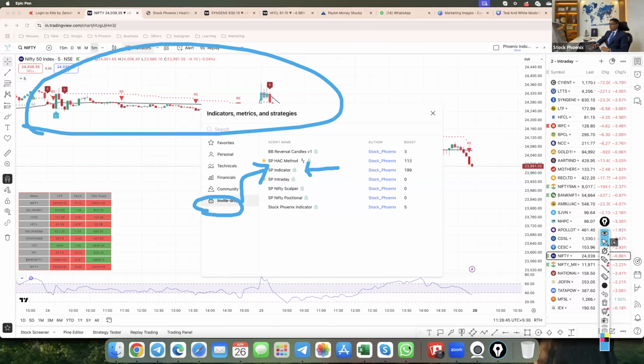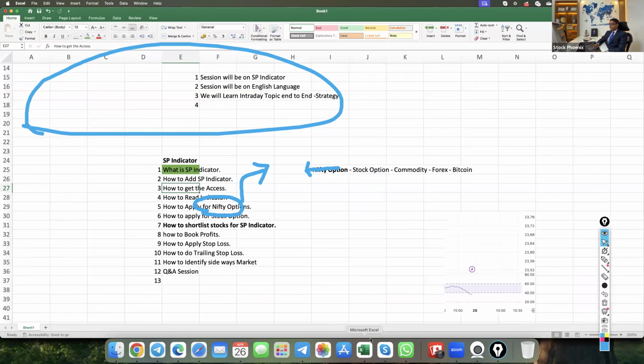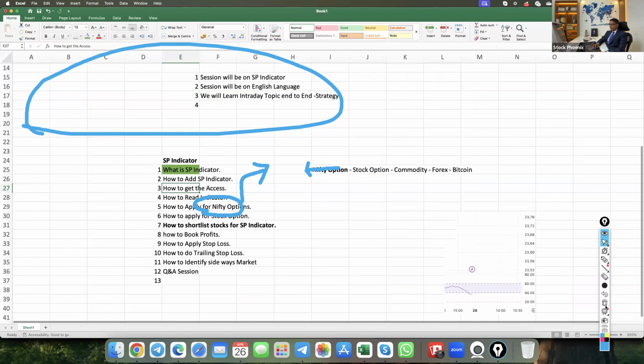Is it clear to everyone? Because I want people to respond quickly. We have to move faster. We have spent 20 minutes. Okay, clear to everyone? Crystal clear. Now, how to add the indicator is clear to everyone.